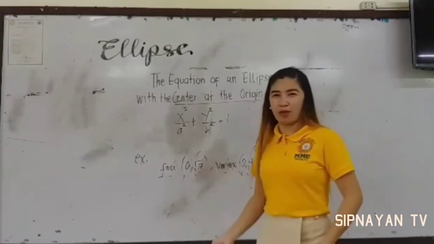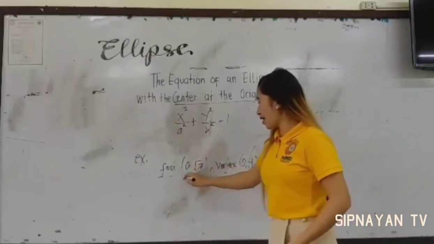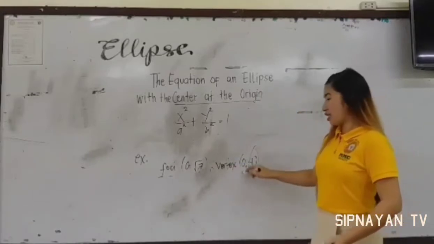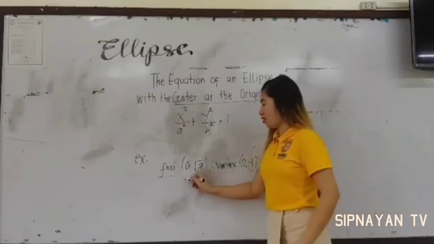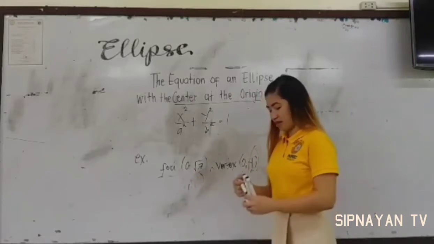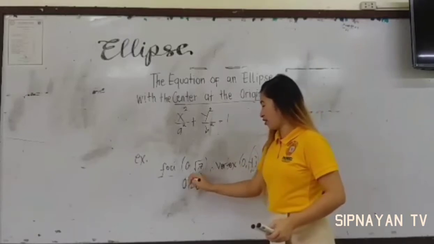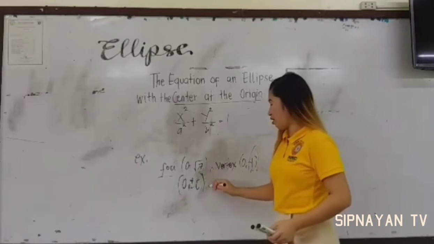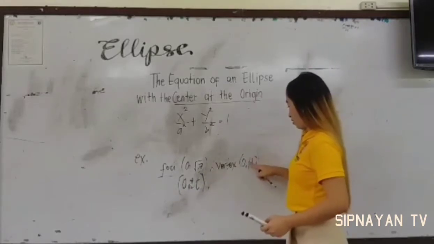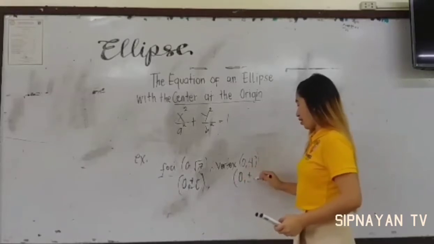So, gamit dito sa table, makikita natin yung table. Yung parallel to the y-axis, yung foci niya is (0, positive and negative c). Positive and negative c. Okay? While yung vertex naman, (0, positive, negative a).